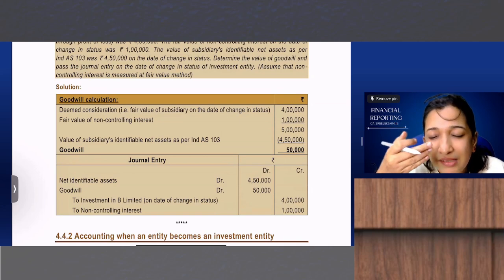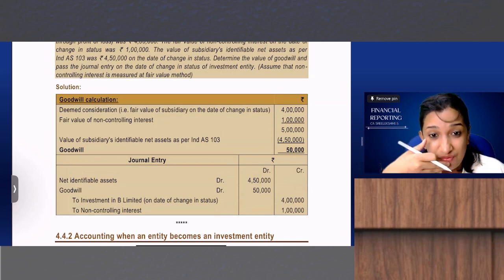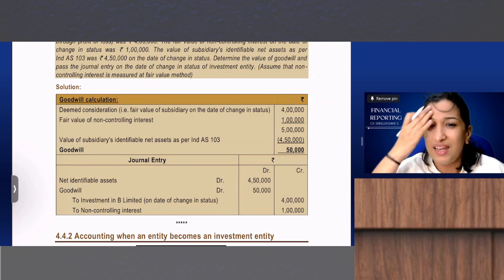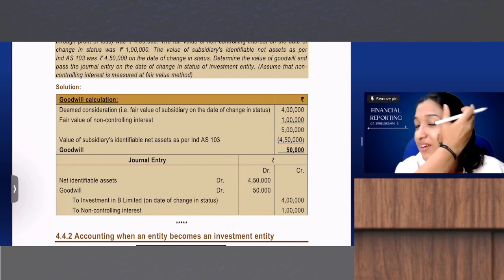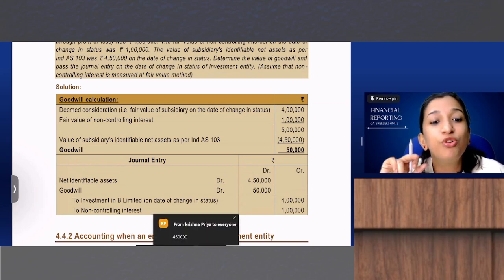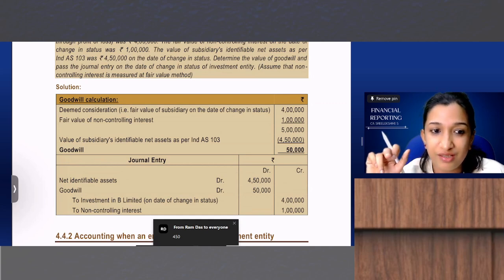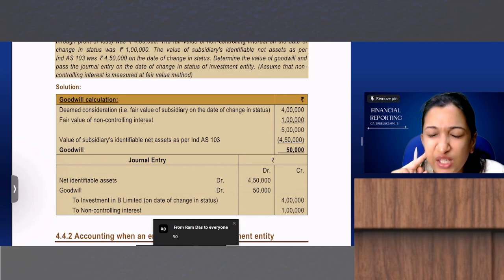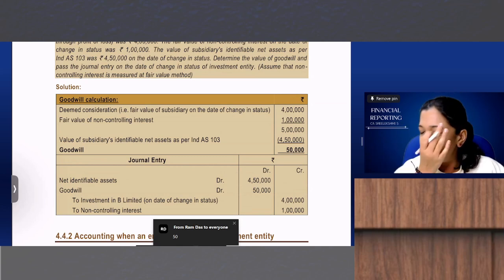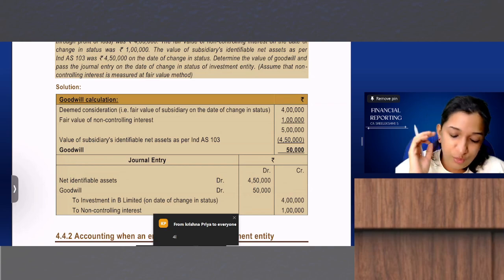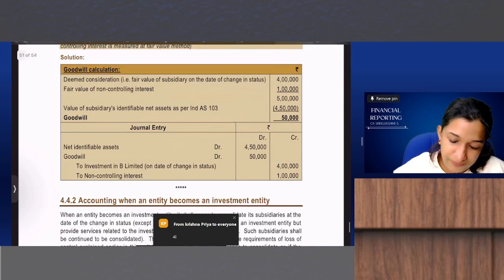So now it is required to prepare CFS. In CFS, net identifiable assets debit. Are you with me? Net identifiable assets debit 4 lakh 50,000. Goodwill debit 50,000. To investment, but there is no PC. But investment I'm cancelling. That investment value is the deemed PC, 4 lakhs, to NCI 1 lakh. Did you get this? Are you clear?